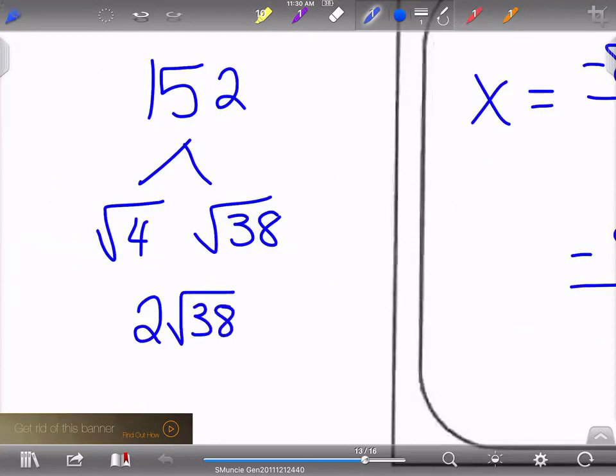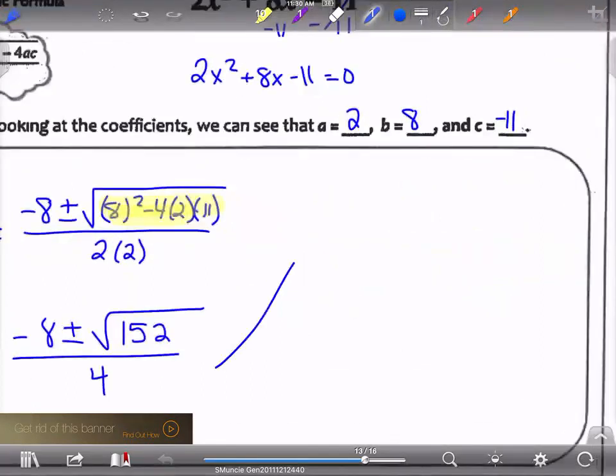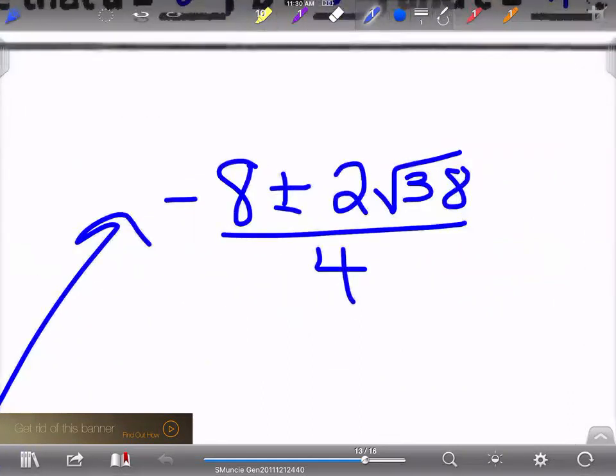So I'm going to convert the square root of 152 to be equivalent to 2 times the square root of 38. So I'm going to go up here. So negative 8 plus or minus 2 square root 38 divided by 4. And again, our square root's left in the problem. So all we can do now is check to see if we can reduce. Am I allowed to reduce the 8 to 38 and 4? No, you cannot touch the 38. So look at the other three numbers. Can you reduce them? Yeah.